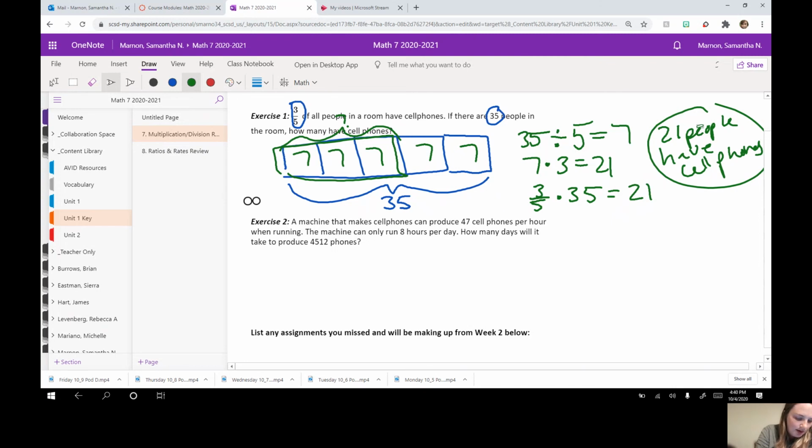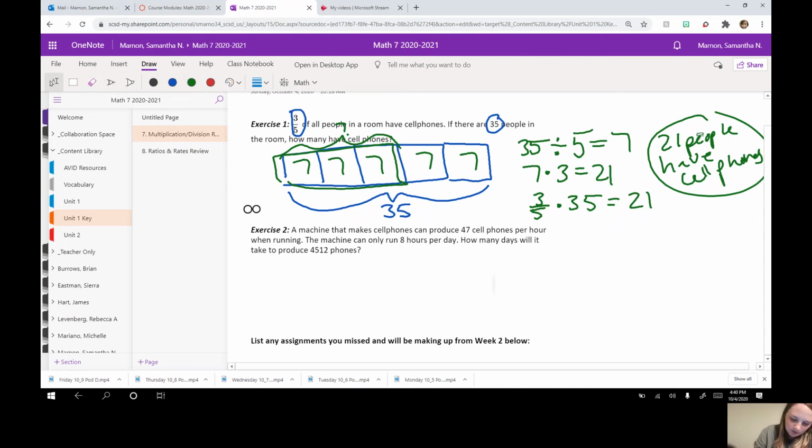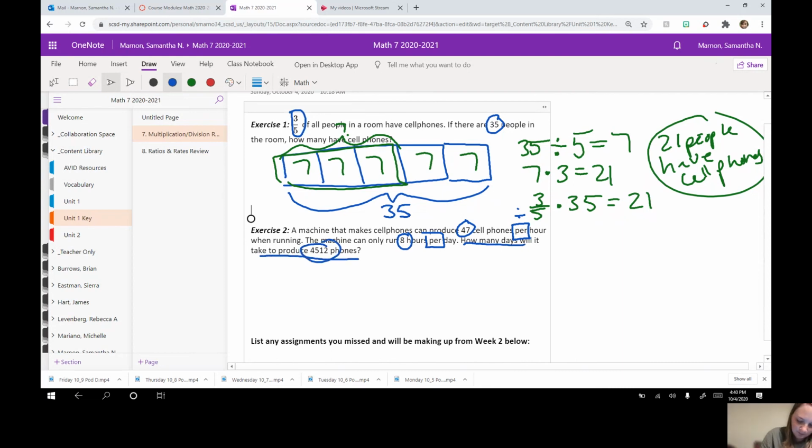Okay, so I'm going to pick up with exercise 2. Let me just scroll here, and scroll down as far as I can go. So we have exercise 2: a machine that makes cell phones can produce 47 cell phones per hour. I'm going to block that and put a divide because I know per usually means divide. The machine can only run 8 hours per day. How many days will it take to produce 4,512 cell phones?